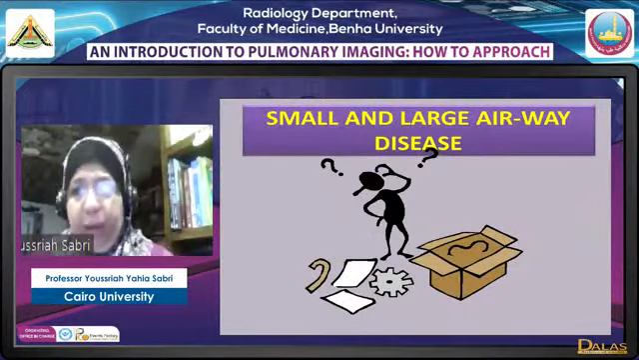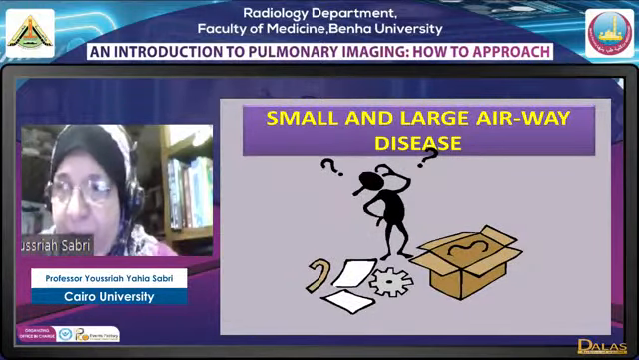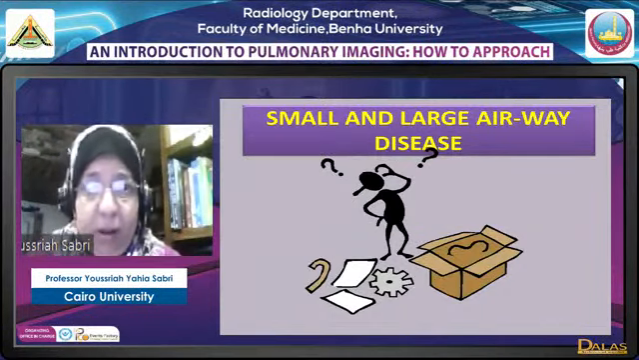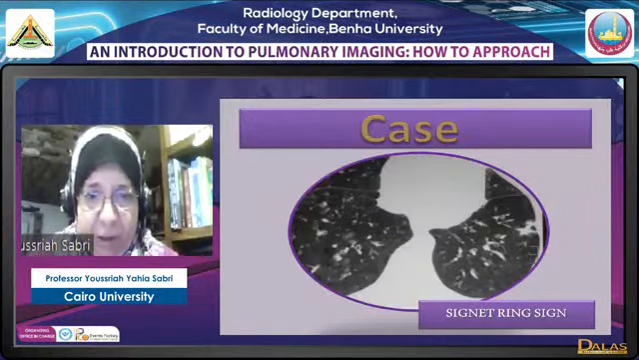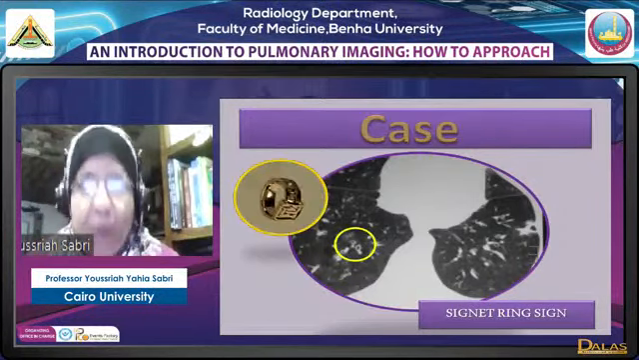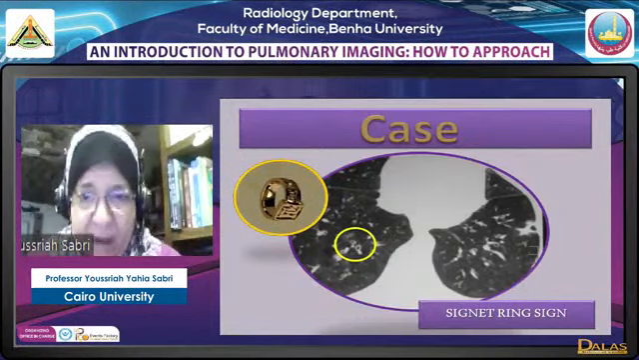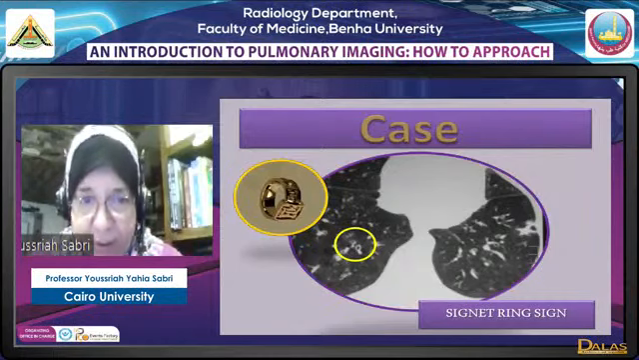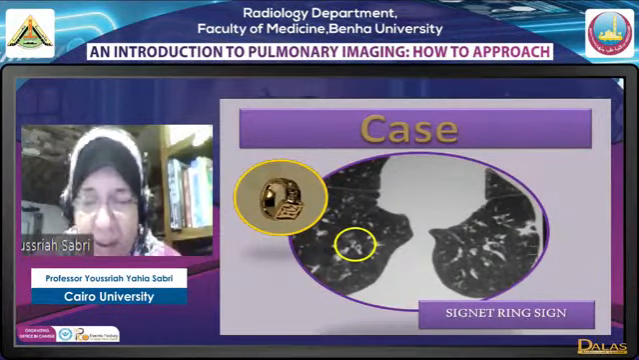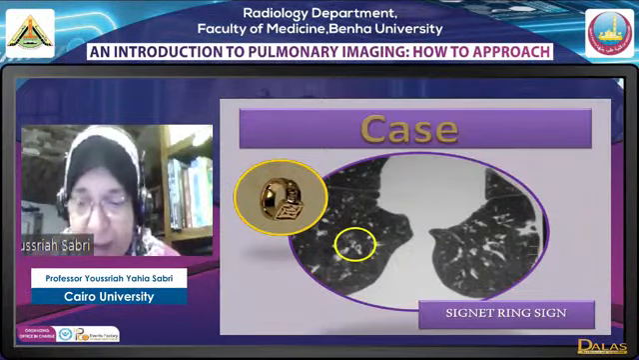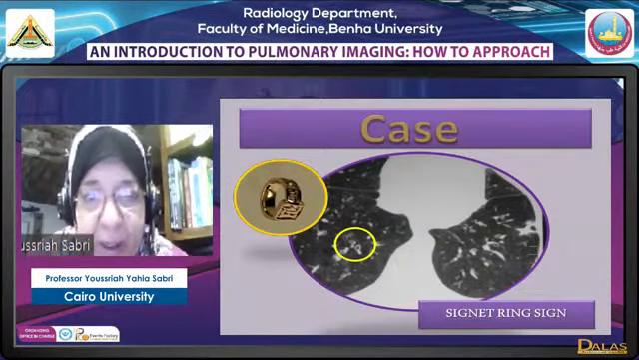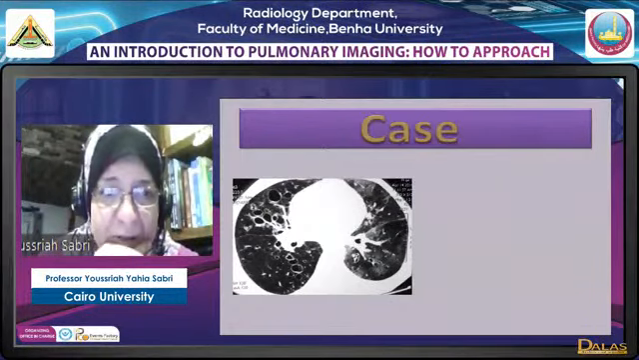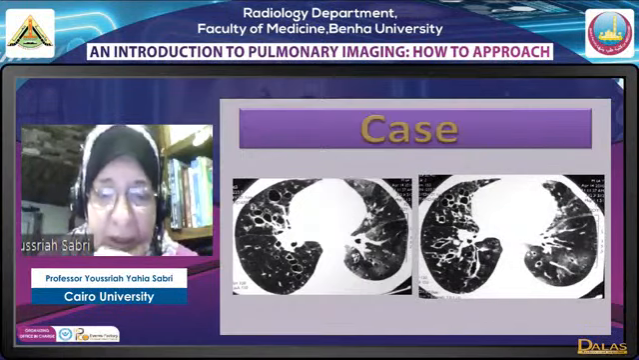Now going to small and large airway disease. Here we have the signet ring sign. What is this? Now we have the bronchus and the artery side by side, and they are nearly the same size. When the bronchus is larger than the adjacent artery, this is a signet ring sign, and this equals an early sign of bronchiectasis. Later on, as you can see here, this large airway disease with bronchiectasis, cystic and fusiform.